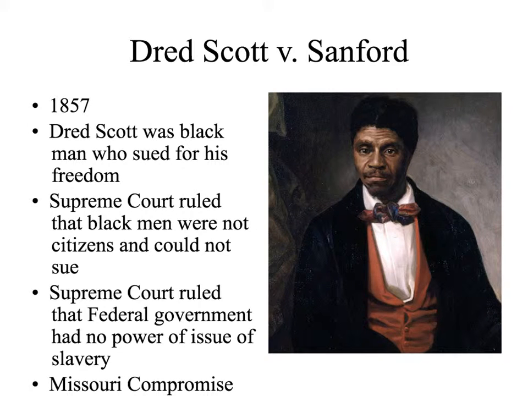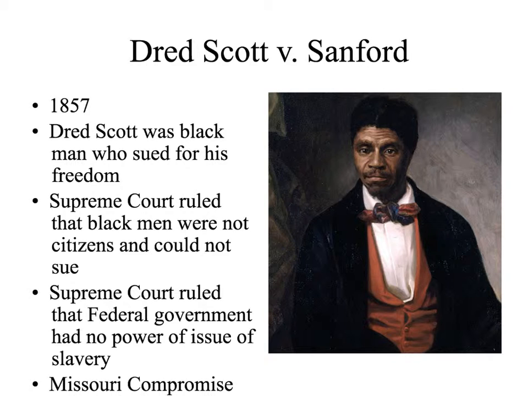Then this bombshell, 1857. So Dred Scott was a black man who actually sued for his freedom. He was taken up into Illinois and Wisconsin, which were free. His slave owner died, and so because he was taken up into free areas, Dred Scott basically said that he was a free man. And he was from Missouri. The slave owner's wife claimed that Dred Scott needed to come back because he was her property. So Dred Scott sued in Missouri court.